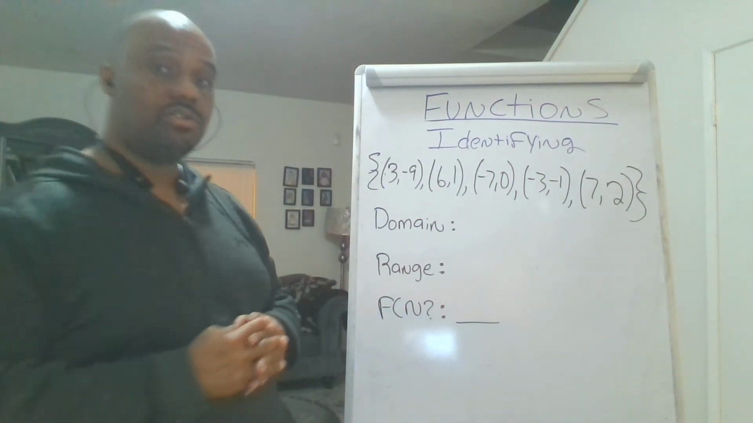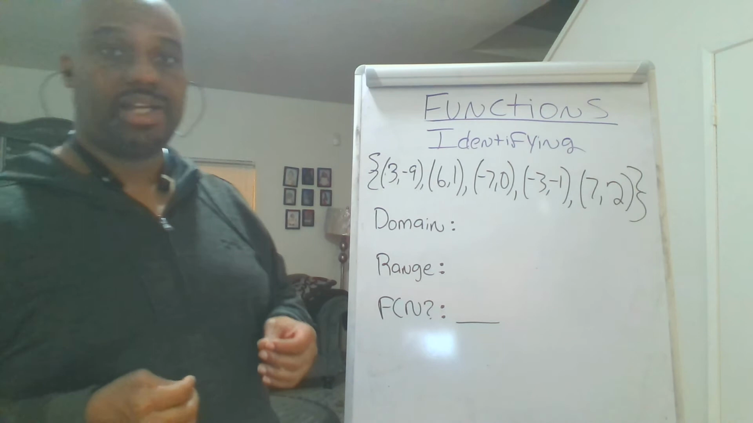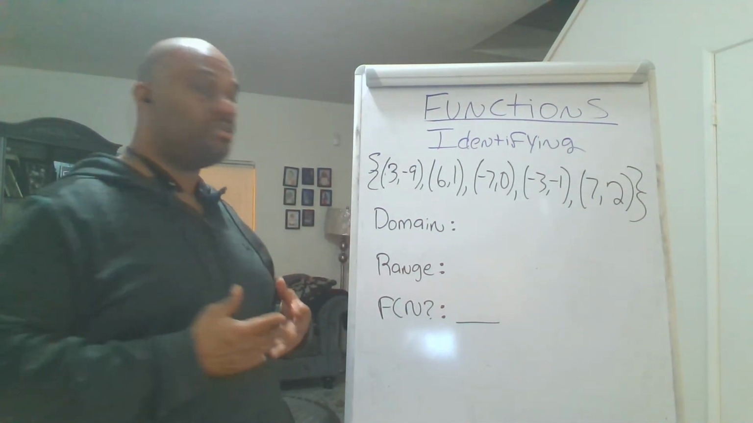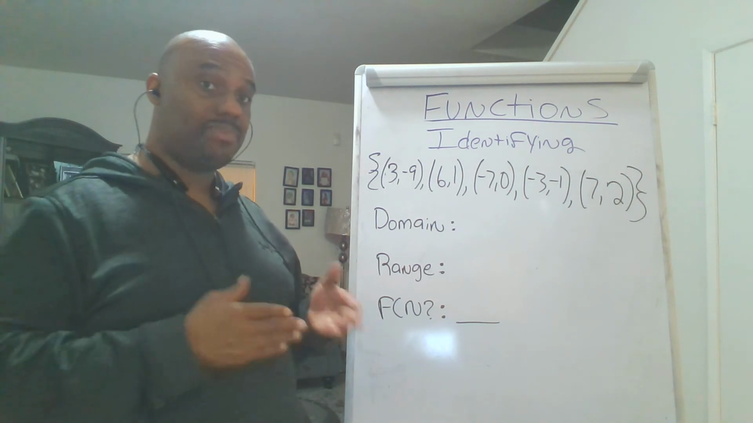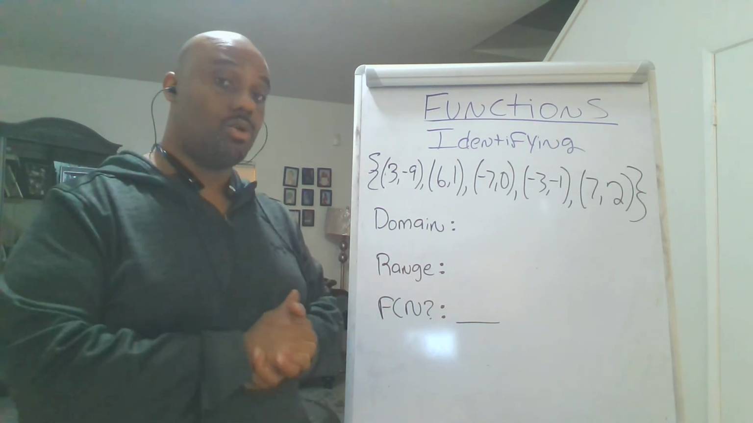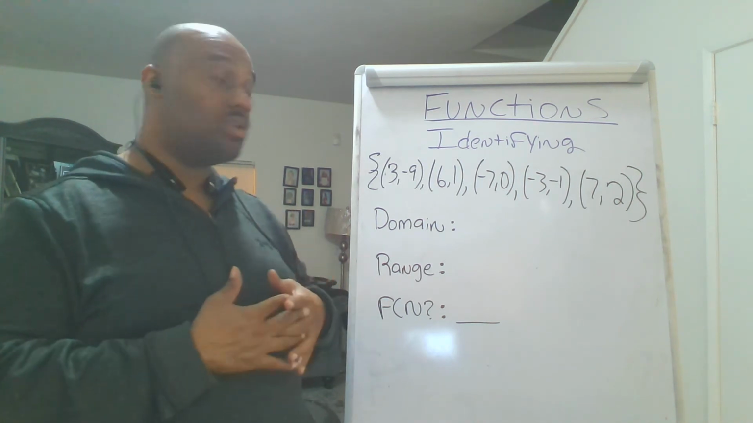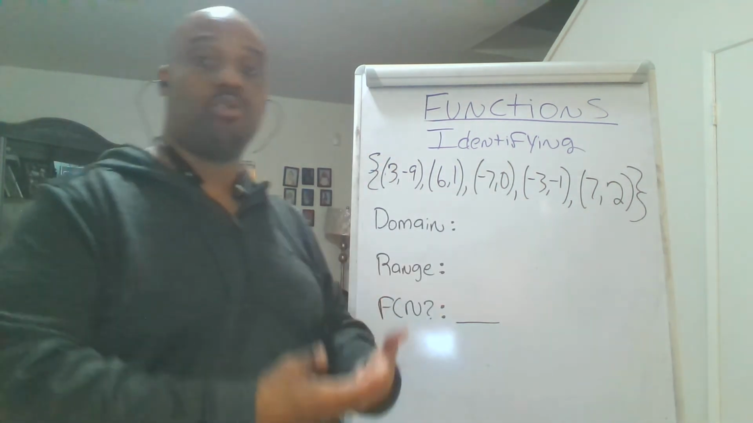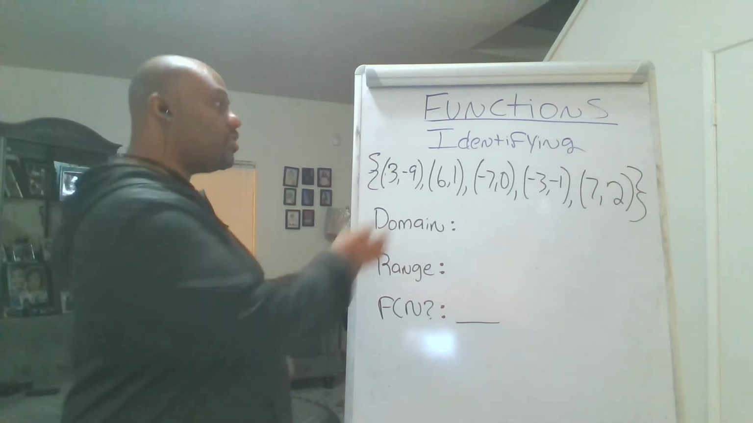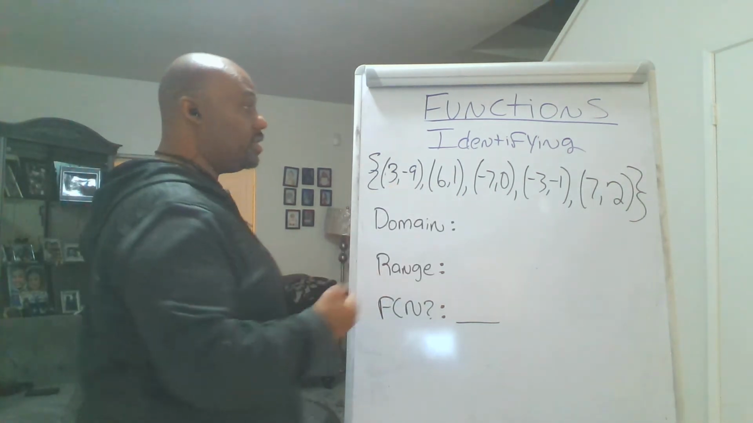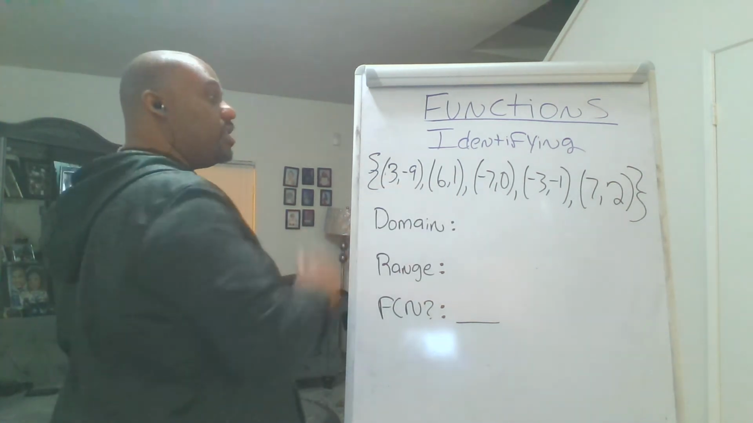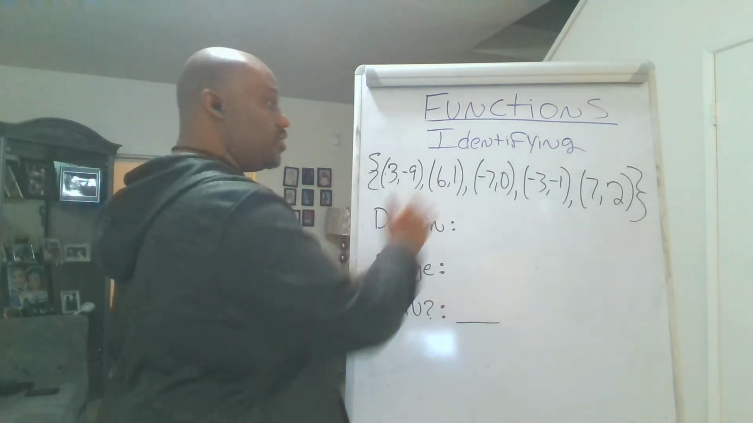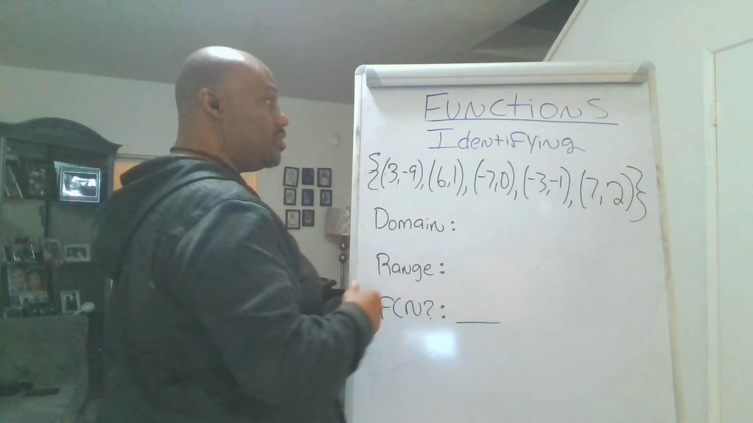This video is going to be on identifying functions from an ordered pair. In our last video, we learned how to map them, and we mapped them into ordered pairs. What we're going to do now is take what you would normally see from a graph or a worksheet, and they're just going to give you the ordered pairs. So they're going to say that if you put in 3 into this function, you're going to get -9. If you put 6 into this function, you're going to get 1, and so forth and so on.